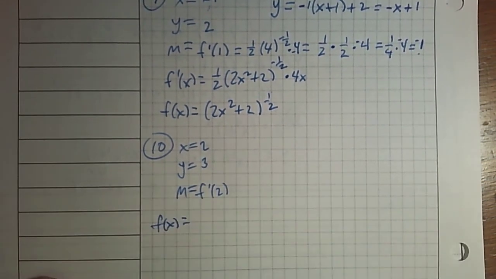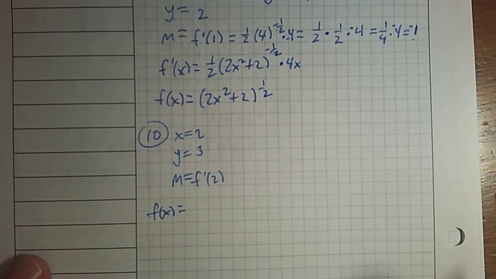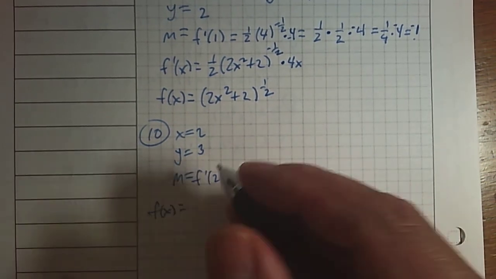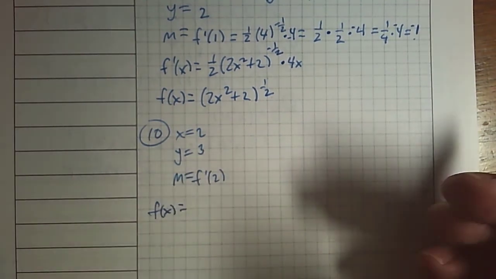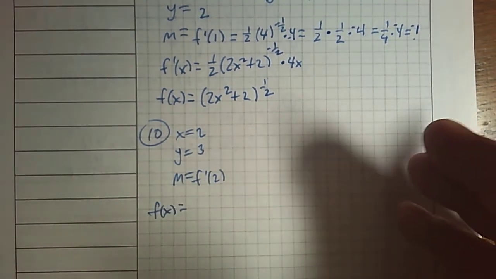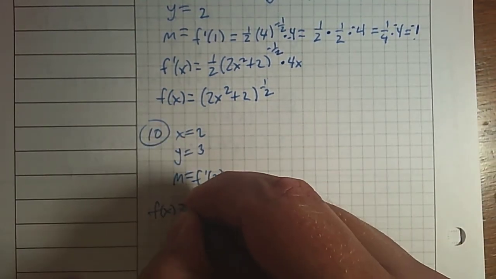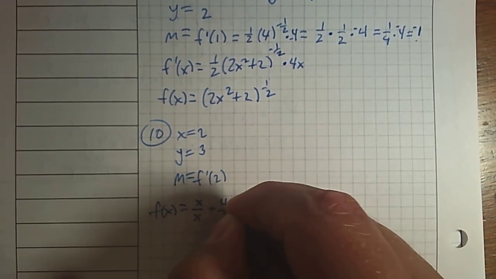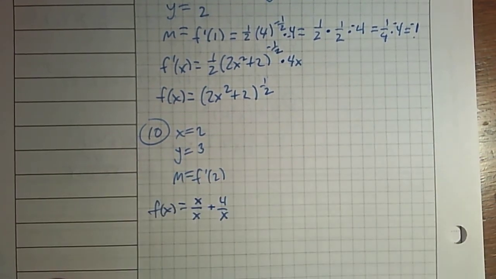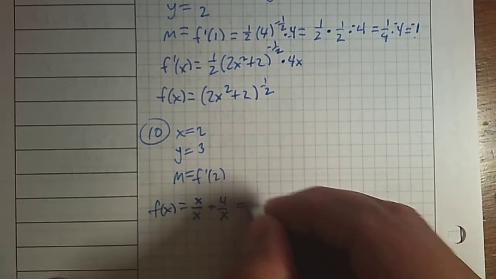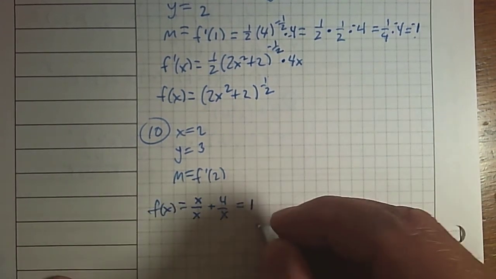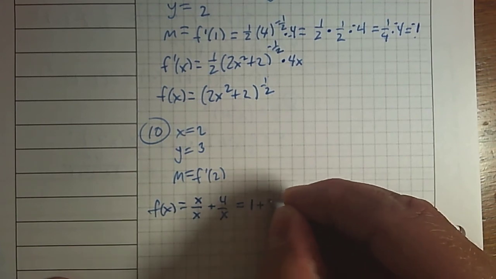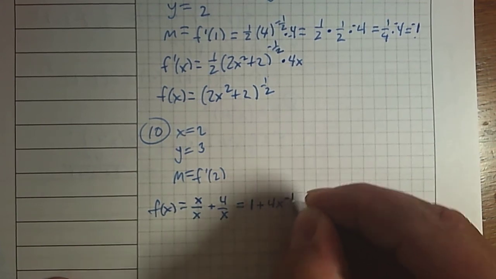Now, for this one, again, what I noticed first is that there's a monomial in the denominator. That means there's one term. It's not a binomial or trinomial, and it's something I can simplify. So that x in the denominator belongs to the x and to the 4. So do you see how I separated it into 2? So this answer would be 1, x divided by x is 1. And the second one would be 4x to the negative 1.